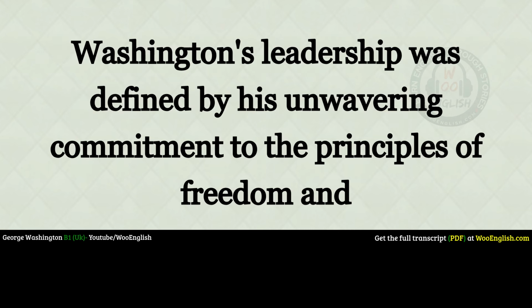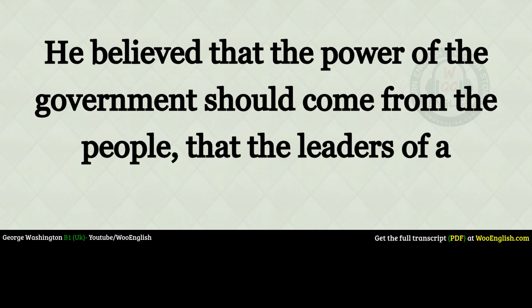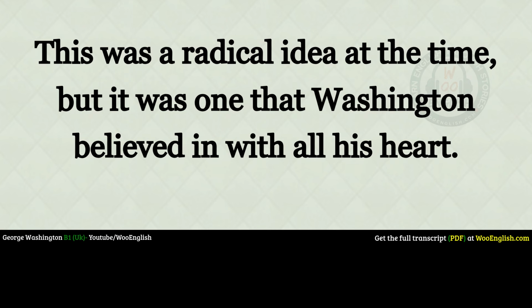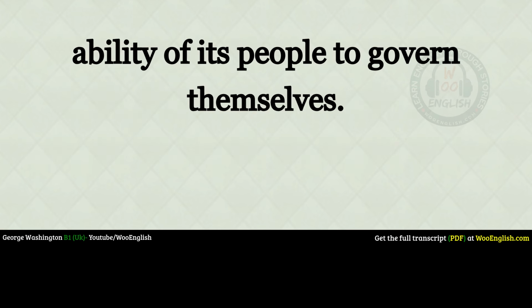Washington's leadership was defined by his unwavering commitment to the principles of freedom and democracy. He believed that the power of the government should come from the people, that the leaders of a nation should be accountable to those they serve. This was a radical idea at the time, but it was one that Washington believed in with all his heart. He knew that the future of the United States depended on the strength of its democracy, on the ability of its people to govern themselves.